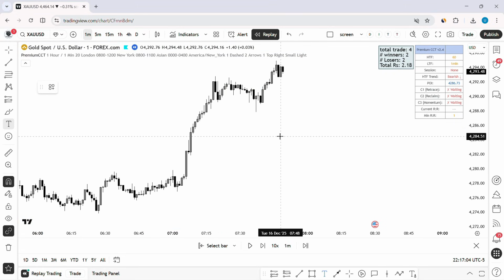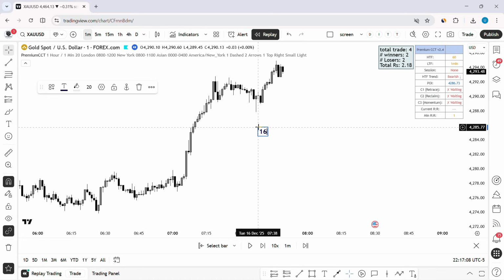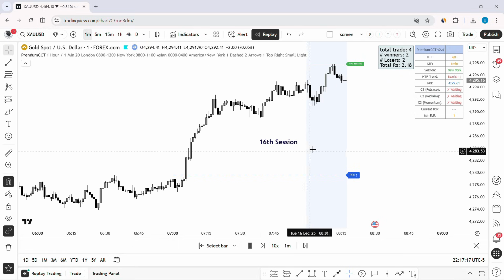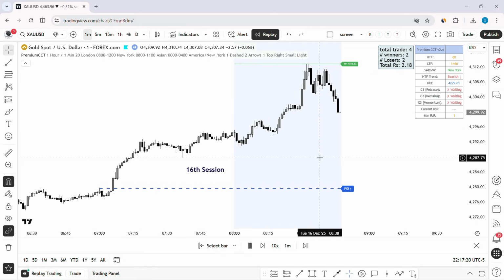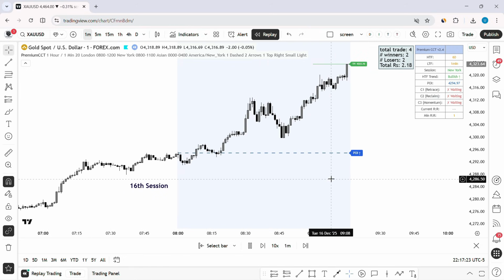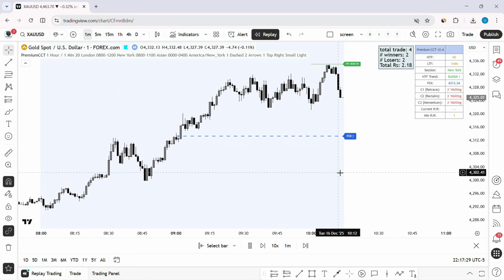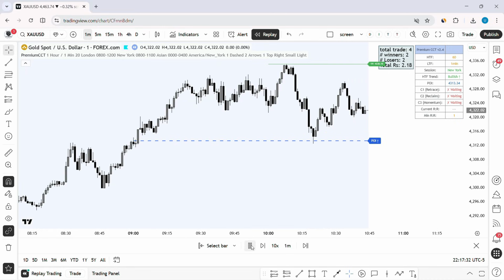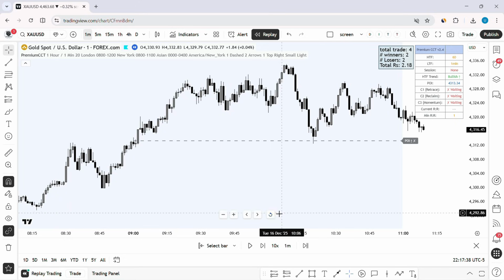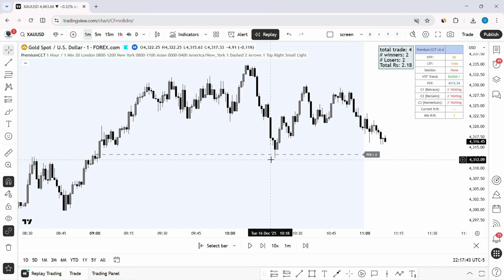Again, we are at the start of 16th December's New York session and we will be waiting for any signal to form. Let's start and see what happens. So we had 3 bullish POIs during this session, but the price did not retrace back to any of them and form any trade. Let's move to the 17th December.